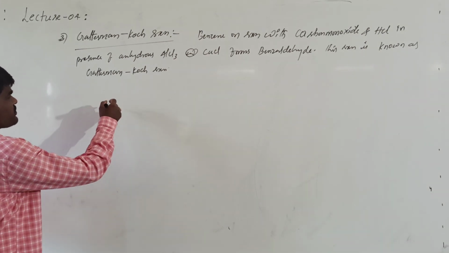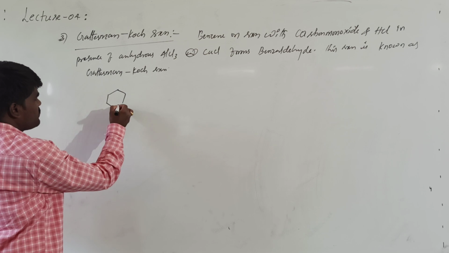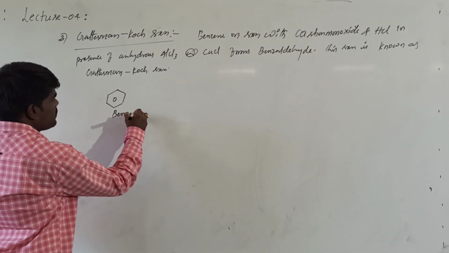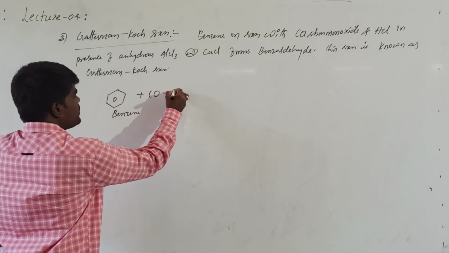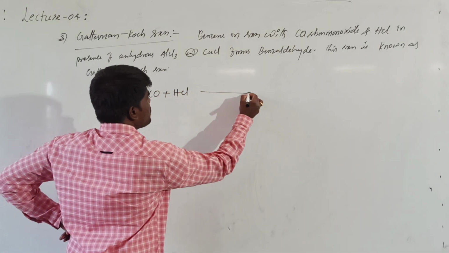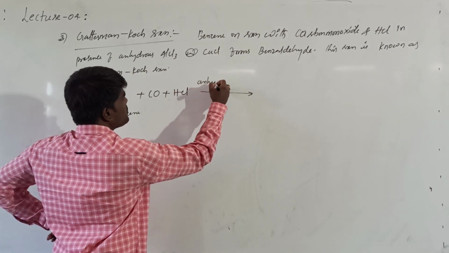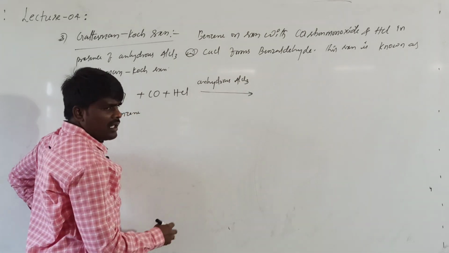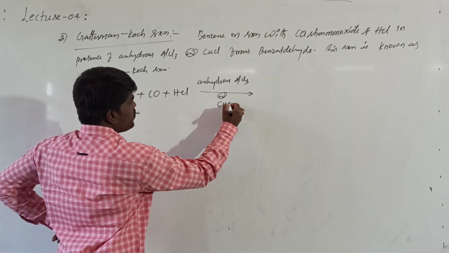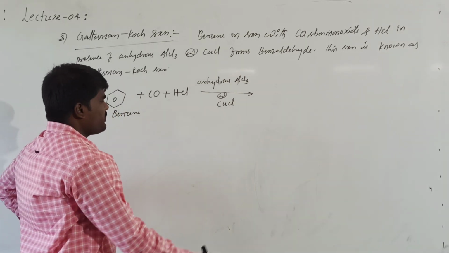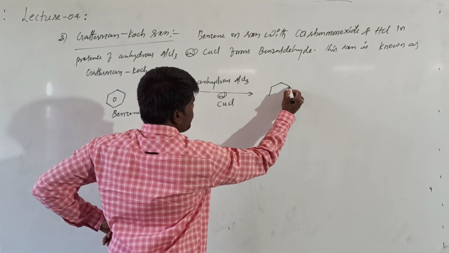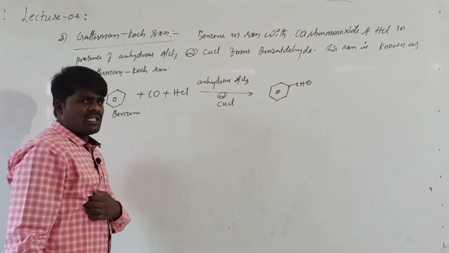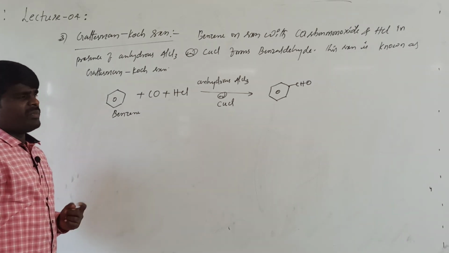Alright. Now let us see the equation for this. What is undergoing the reaction? Benzene. Benzene is reacting with what? It is reacting with carbon monoxide and HCl in presence of anhydrous aluminum chloride, or you can take cuprous chloride. Right? Directly you write the product. What do you get as the product here? Benzaldehyde you get. Okay, we are not concerned with the mechanism, that's why I am not giving any mechanism.